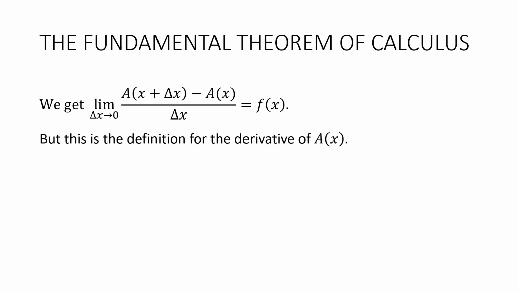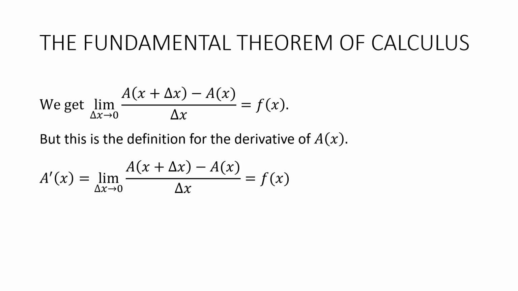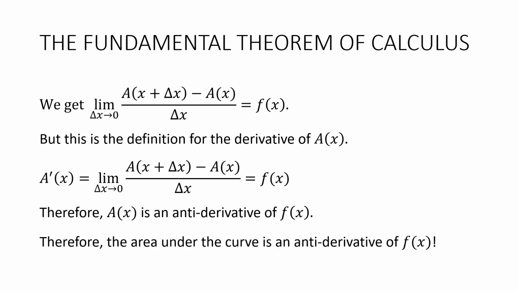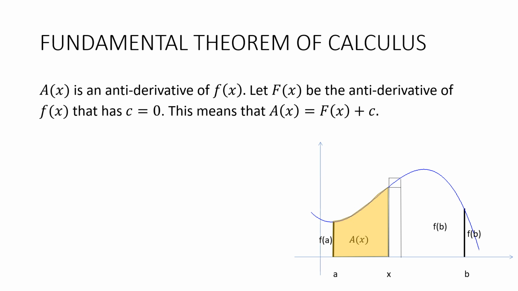So in other words, A dashed of x is going to be equal to f of x, which means A of x is an antiderivative of f of x. So therefore the area under the curve is an antiderivative of f of x. If we want to find the area under a curve, then all we have to do is integrate the function. We've got a little bit to go, and then everything will become much, much clearer.